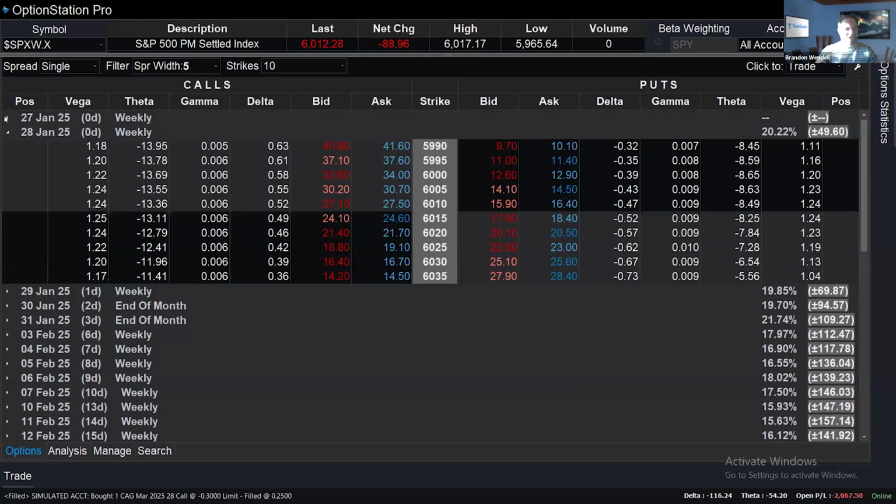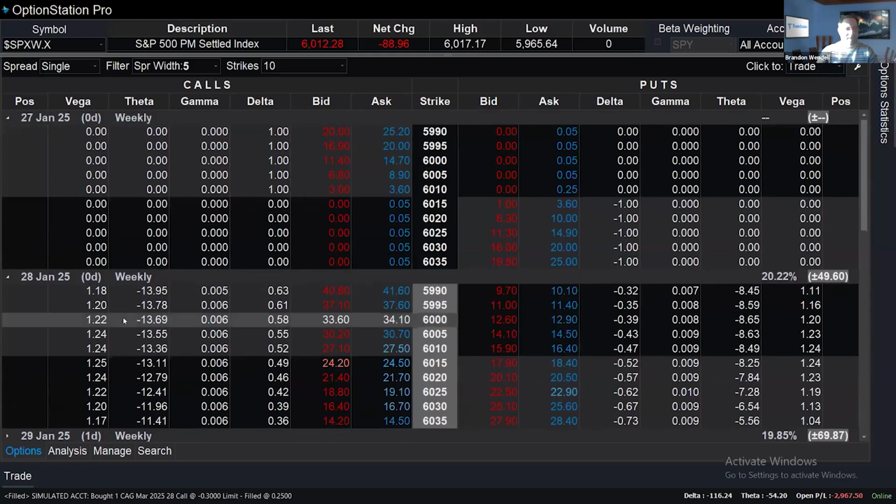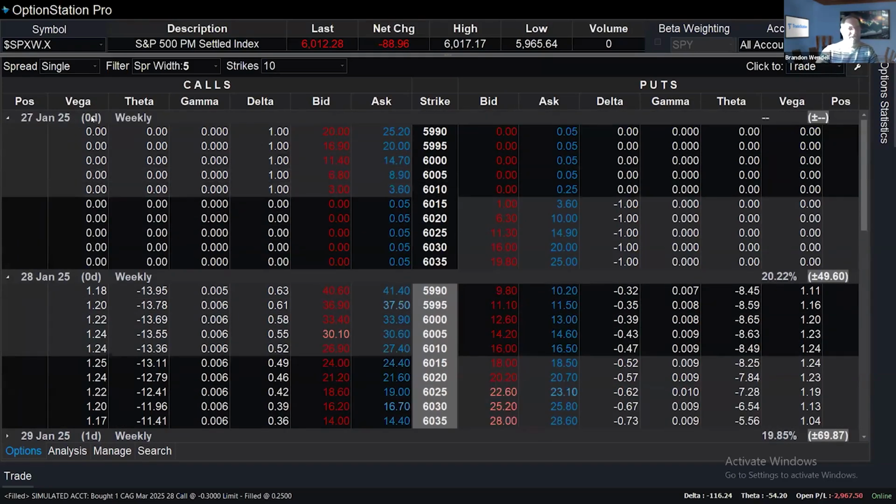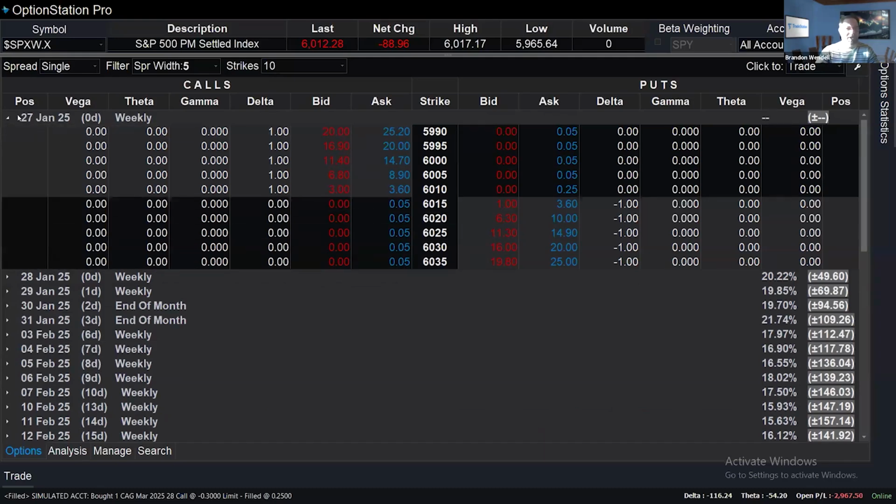Oh, and it looks like we had two here. This is something you've got to be careful of. Is that right? Oh no, it's not. It's because they already expired on the 27th. So we do have the 28th for tomorrow. So we're good. I was going to say because there's AM options, but these are the PM settled options anyway. That's the one thing you've got to be careful of. This SPXW.X automatically brings up the PM settled index.